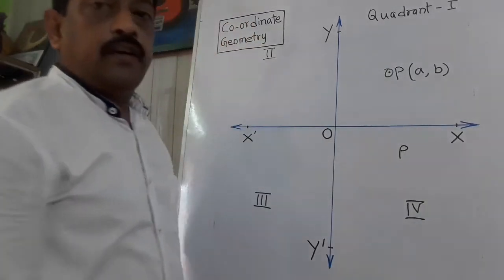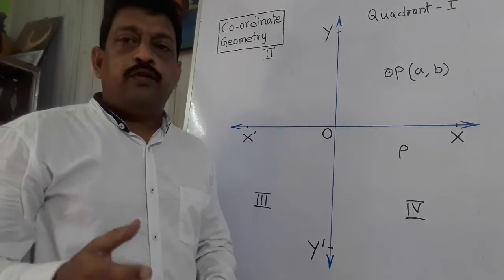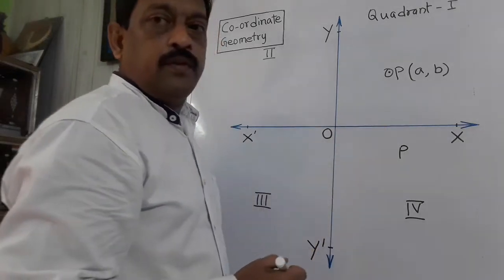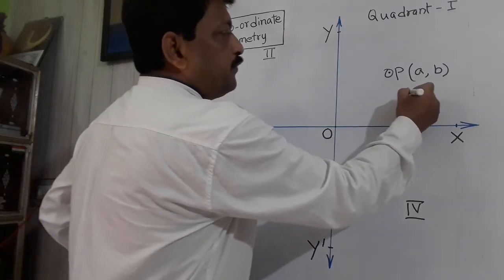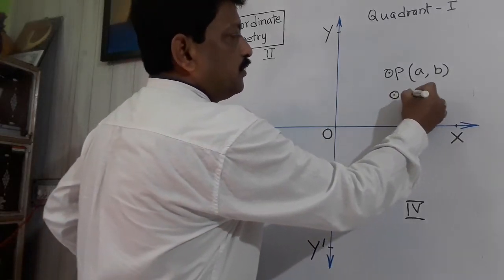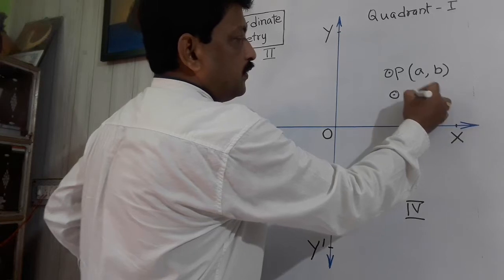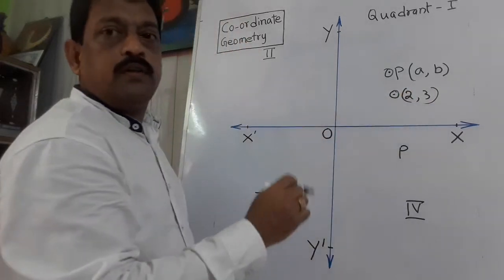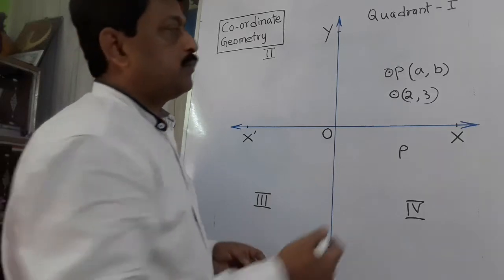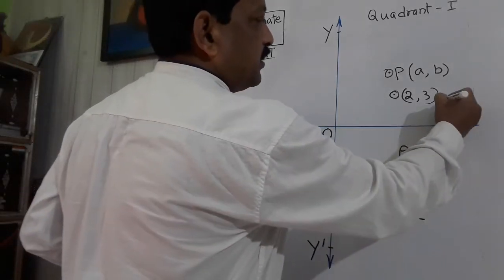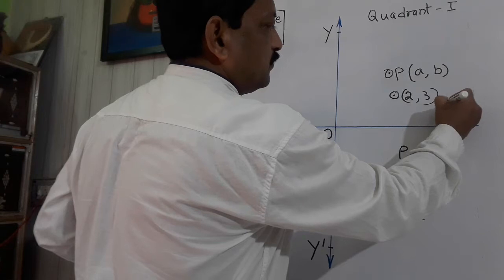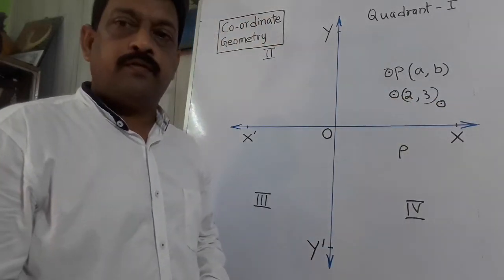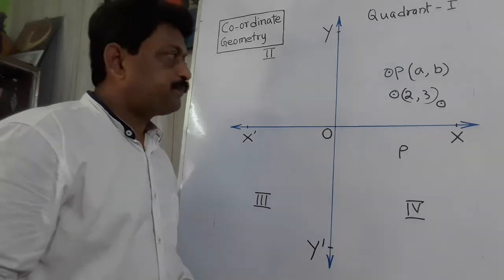For example, if I give you a point (2, 3) to represent here, and this represents this point, then (3, 2) will not represent this point. (3, 2) will represent some other point, maybe somewhere here. Okay? These two points are not equal. Understood? They are not the same.